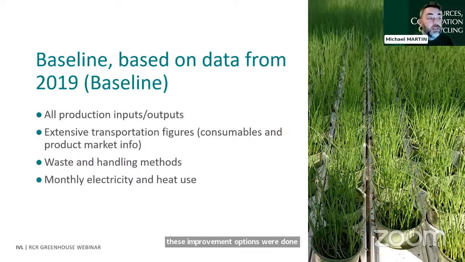So the baseline is based on data from 2019, and we collected a lot of data, and this was really a nice surprise. Usually when you're working with LCA, you don't get much data, and you're constantly fighting to get data, and you have to make a lot of assumptions. But Sviagro gave us a lot of data.